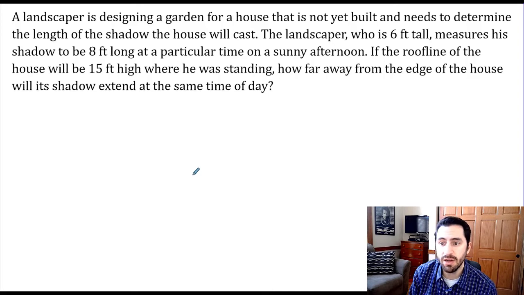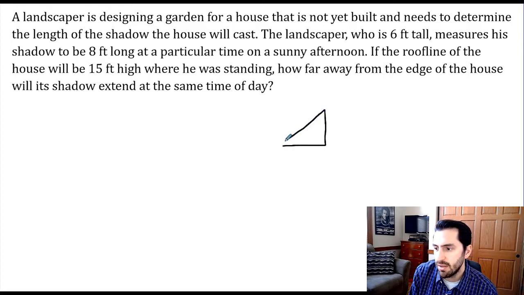Okay, so we're comparing a couple of things here. We're comparing the height of the landscaper to the length of his shadow, and then we want to compare that to the height of the house, and then how long the shadow of the house is going to be. So again, we can do that with proportions. So I'm actually going to start by drawing a picture. So in both cases, we have a shadow and we have a height, and this basically forms a triangle.